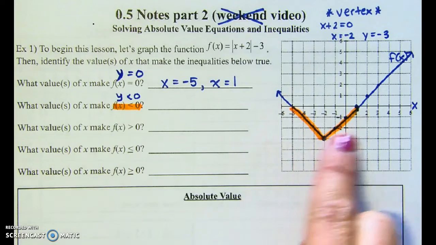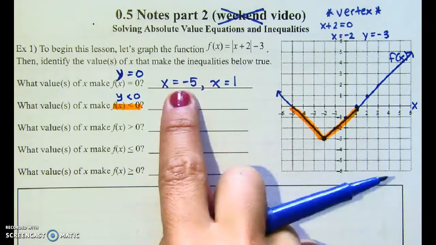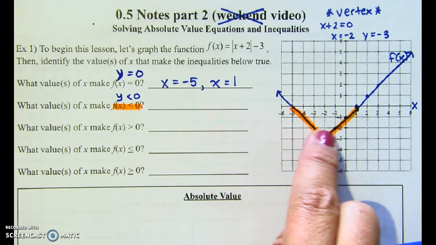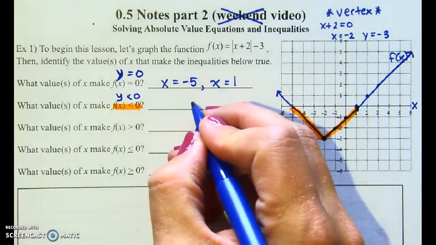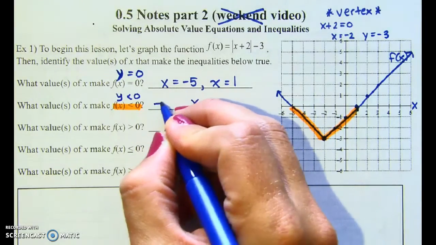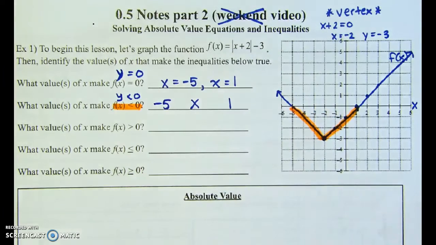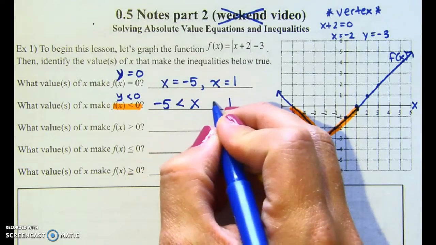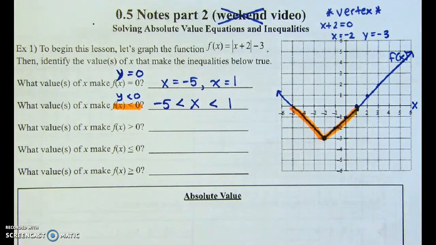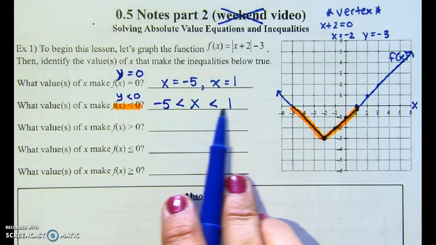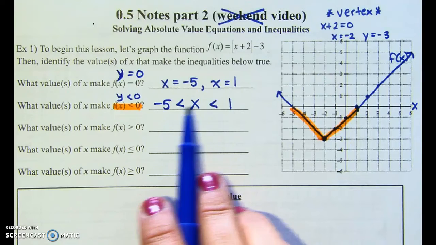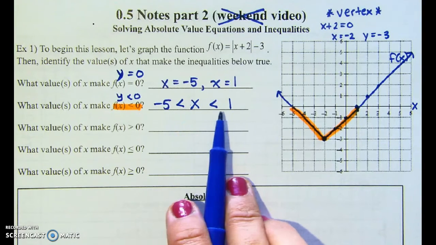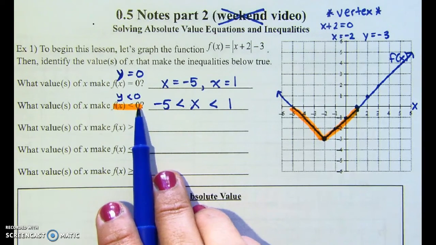So how do we describe a bunch of y values or x values? Up here we had 2 x values, but here there's a bunch of x values. So we're going to say all the x values between negative 5 and 1. Do you know how to write between in math? You go like this, between. That's how you write between. All the x's between negative 5 and 1. But we're not going to include those because it's equal to 0 at those 2 values. And this is just asking where is it below 0.